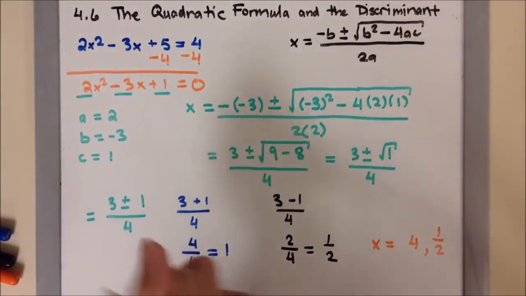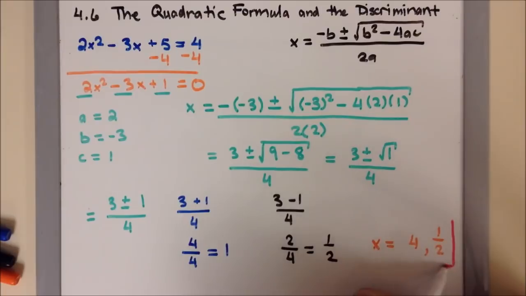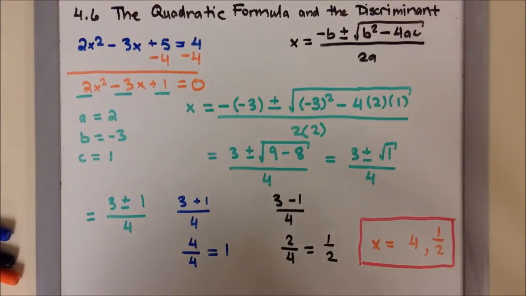That's my solution, and that's all you have to do. I'm going to box this up. So x equals 4 and 1/2. Those are your two solutions. Just like finding the solution of the graph, you have two answers: x equals 4 and x equals 1/2. That's what you have to do.